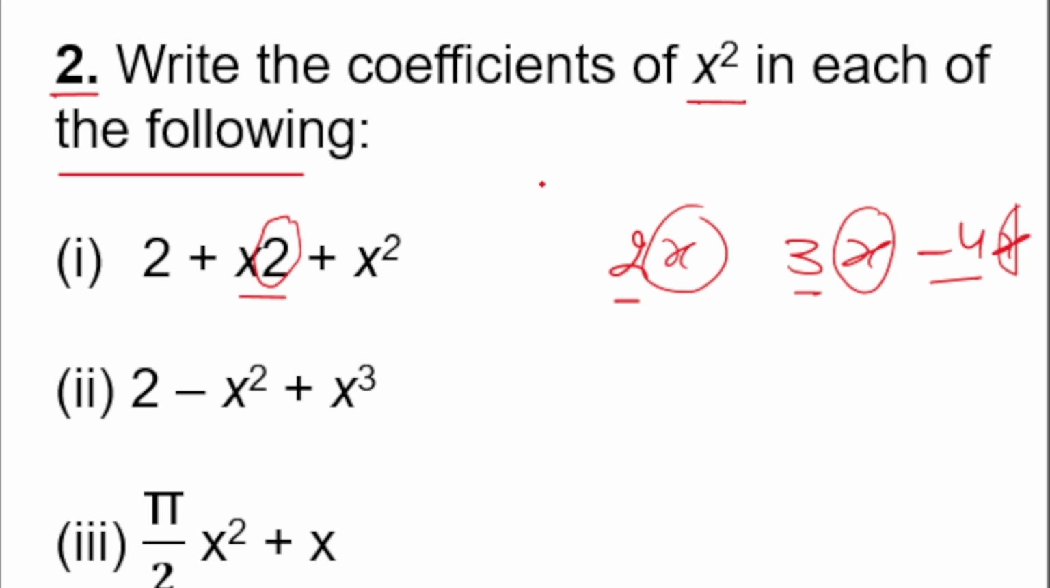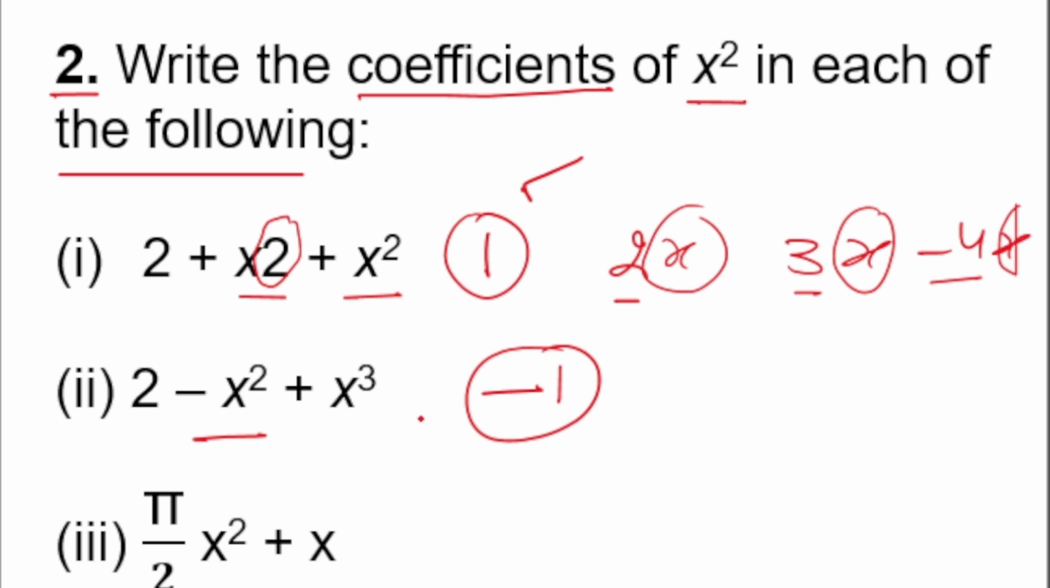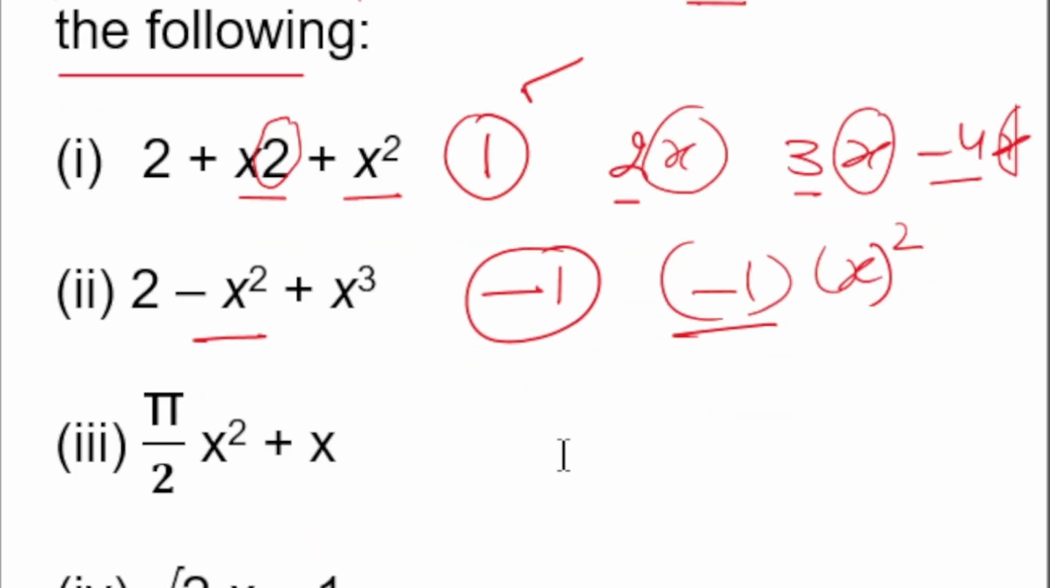So we have to find out the coefficients of x². In this case, the coefficient of x²: nothing is written over here, therefore it will be 1. So the coefficient in this case is 1, and in this case it is −1. So this is −x², which means −1 into x². Therefore, −1 is the coefficient. And in this case, the coefficient is π/2.